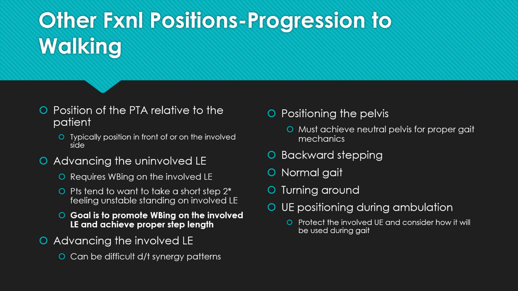Then we can work on advancing the involved lower extremity, and this can be difficult due to synergy patterns kicking in that make normal gait mechanic lower extremity movement difficult. So we have to pay attention to what Brunnstrom category this patient is in, as well as how we can break up those muscle synergies and what training we need to implement.